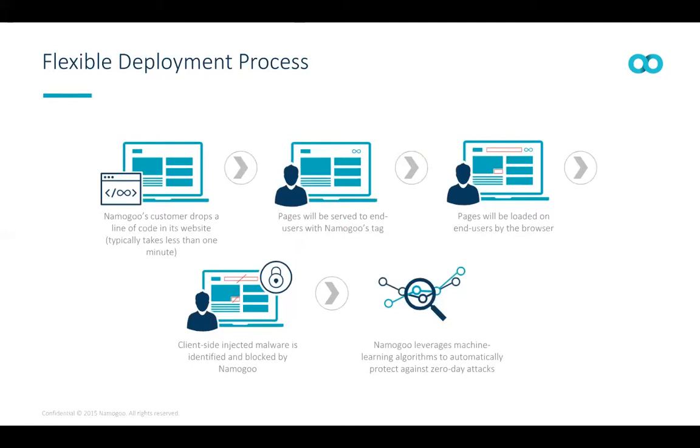The tag that Namogoo provides to the e-commerce company is deployed through any means that the company has: tag management systems, CDN, load balancers, or directly on the page through various mechanisms that Namogoo provides. The code is now served as part of the page. It becomes part of the page and creates a layer that protects the page and the session against any kind of threats that happen on the customer side.